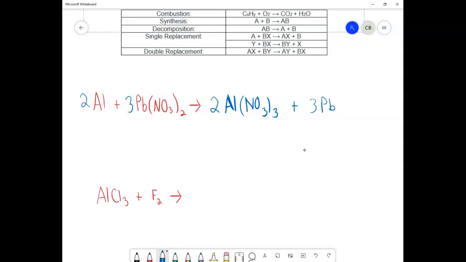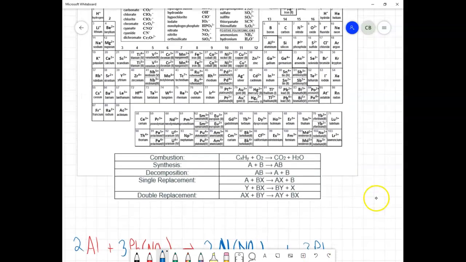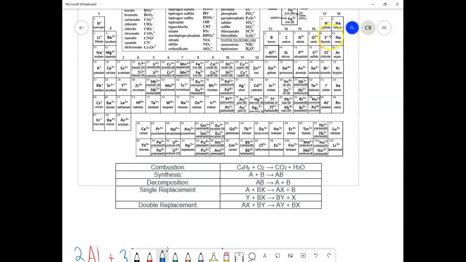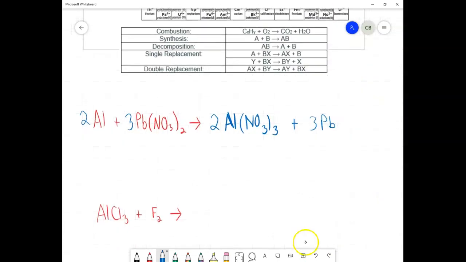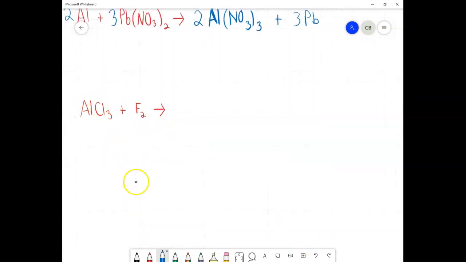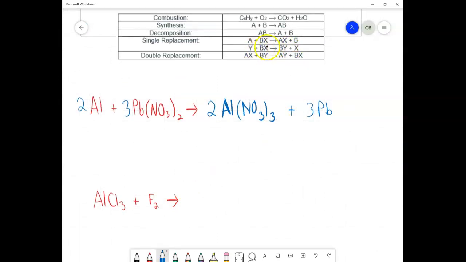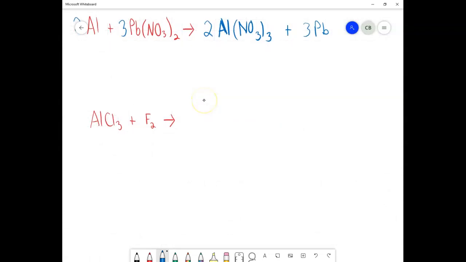For this next reaction down here, we're going to look at our single element again, and we're going to determine what it's going to replace. If we find F up at the top of our chart here, F is a negative ion. Fluoride is a negatively charged ion. Therefore, the F on this one will be replacing the Cl. We're going to use that second type of equation up here: Y plus BX yields BY plus X. And I'll go ahead and write that here.